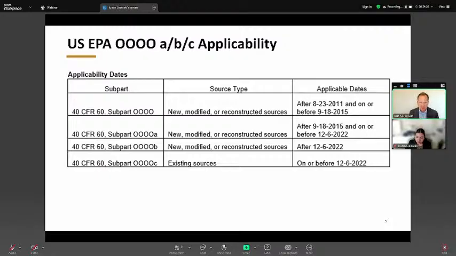Quad OB is per tank battery, or 20 tons of methane emissions for the entire battery. And so that's where we fall right now. Quad OB has a bunch of other subsets. We won't get into that in this presentation.